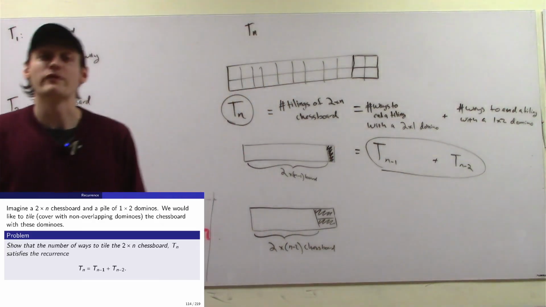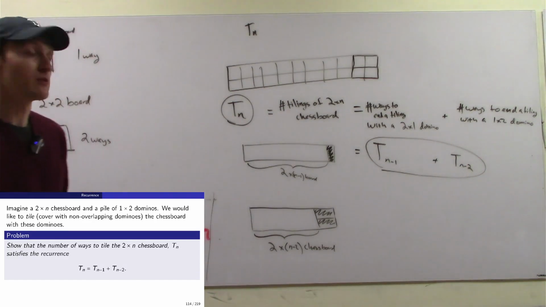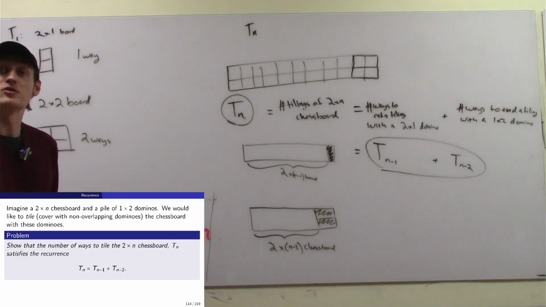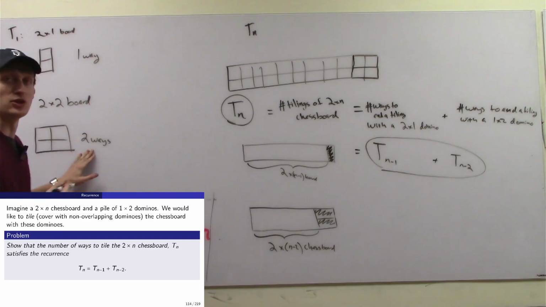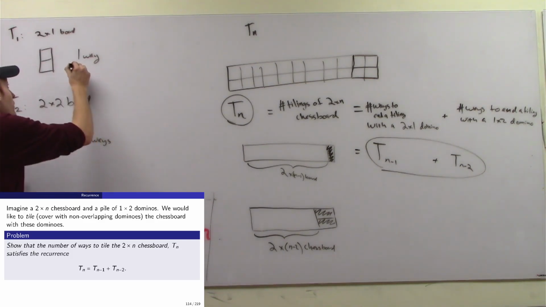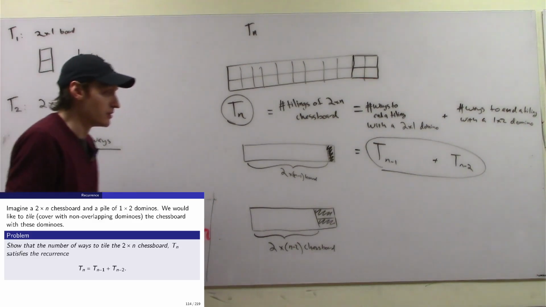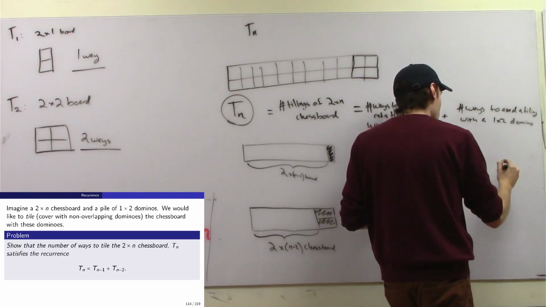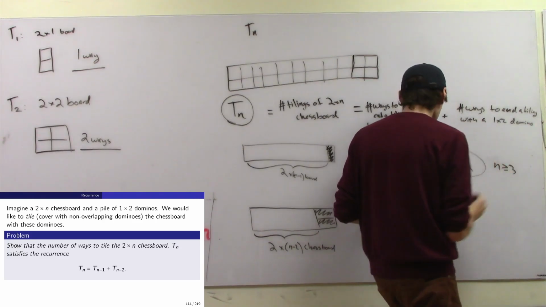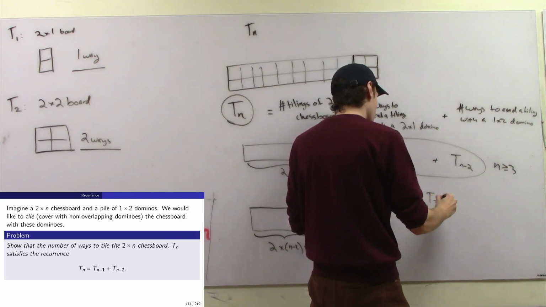But how is this different from the previous problem? These end up being different sequences. The reason this one will end up being different is because our initial values are different. In the previous problem, we had a1 equals 1 and a2 equals 1. But in this problem, we have t1 equals 1, t2 equals 2. So our recurrence holds for n at least 3, and we also have t1 equals 1, t2 equals 2.